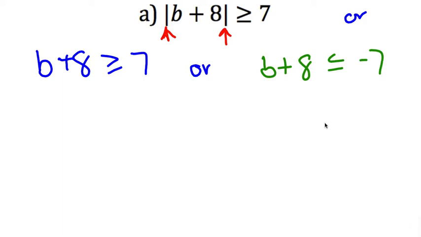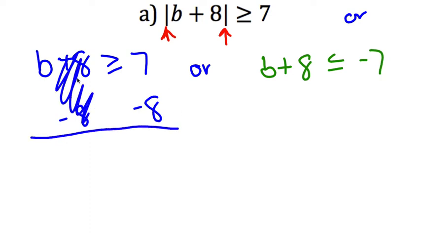So we need to go ahead and get the 8 over on the other side. That's a positive 8, so I'll do the opposite and subtract 8. So we're going to subtract 8 from both sides here in this blue inequality. 8 minus 8 is 0, so I'm left with b is greater than or equal to 7 minus 8 is negative 1. Okay, now that inequality is finished.